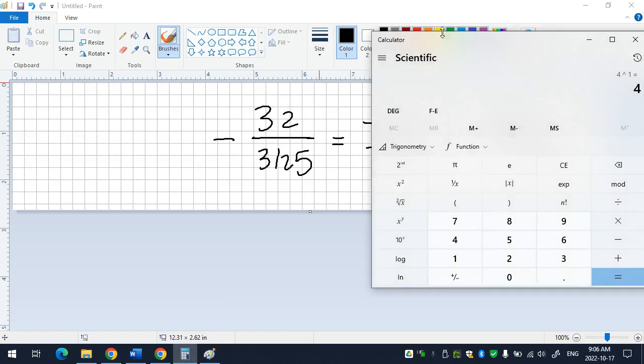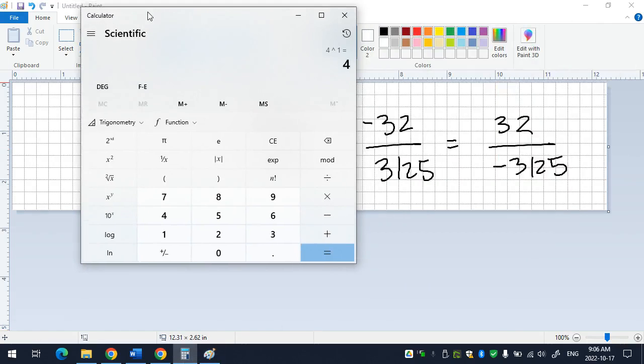Let's do this. Let's plug in the first one. I'm going to plug in this one. What do I divide? By what? 32 divided by 3125 with a negative. That's how my calculator does it. Okay, let's do the second one. 32 with a negative divided by the positive. Same answer. What's the last one? The last one is technically 32 divided by 3125, and then you make it negative. Is it making sense now?